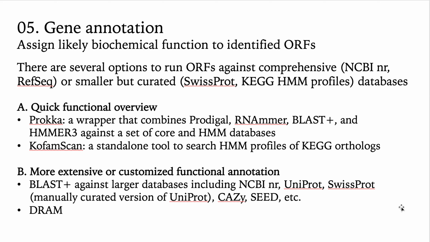So for your quick functional overview, there's a program called Proka that is a wrapper combining Prodigal, so it actually will do your ORF identification for you, RNAmmer, which will identify RNA sequences, BLAST+, and HMMER3 against a set of core HMM databases. I'm not going to talk about hidden Markov models or HMMs today, but I encourage you to look into them. They are a really valuable tool in annotation and in other bioinformatic applications as well.